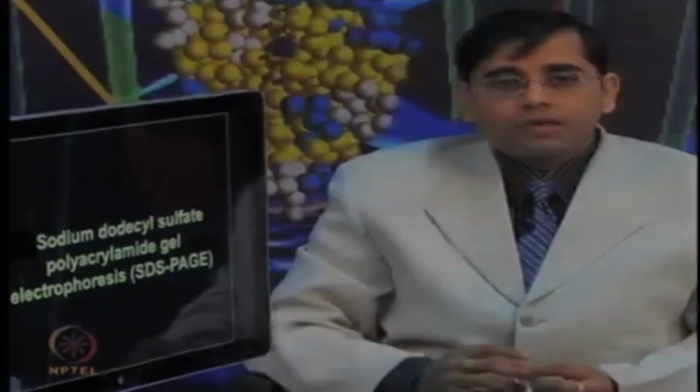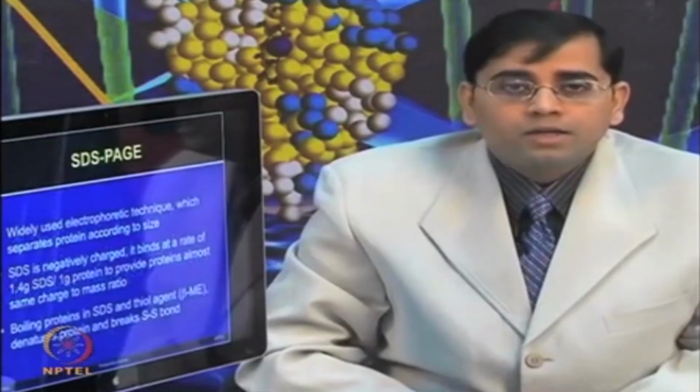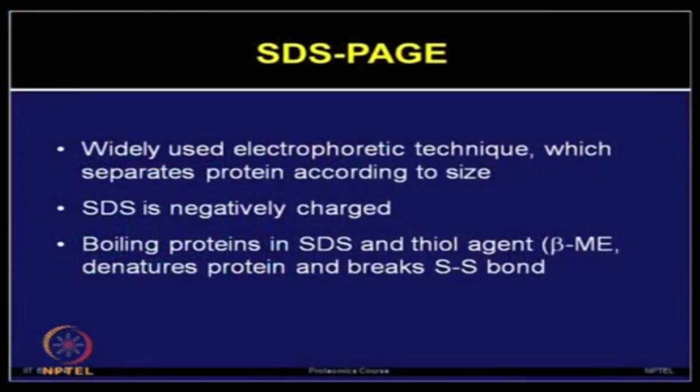Now we can talk about how to perform sodium dodecyl sulfate polyacrylamide gel electrophoresis or SDS-PAGE. SDS-PAGE is one of the very widely used electrophoretic techniques which separates protein based on their size or molecular weight. SDS, or sodium dodecyl sulfate, is an anionic detergent that provides negative charge. It binds at a ratio of 1.4 gram of SDS per gram of protein to provide almost similar charge to mass ratio. Therefore, your protein separation will be based on the molecular weight in the electric field.